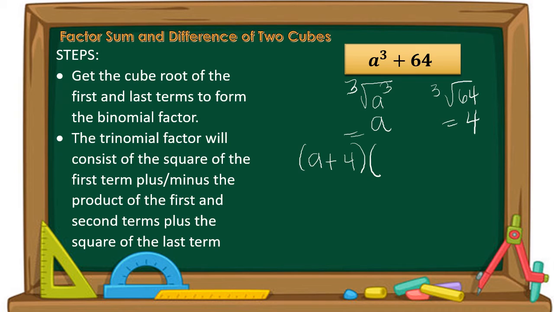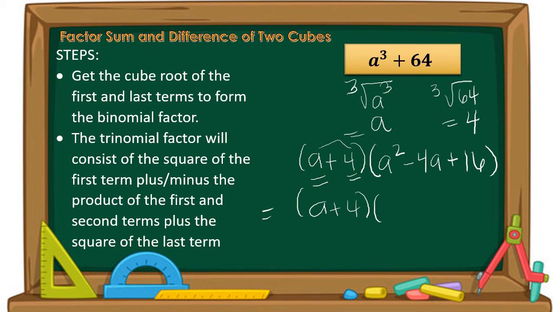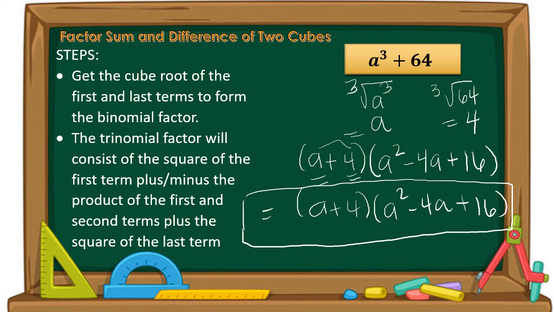So to get the first term in the trinomial, square the first term. So a times a is a squared. Multiply these two. So we have minus 4a plus square this. 4 times 4 is 60. So therefore, this will now be your factor, a plus 4 times a squared minus 4a plus 60. So that will be the answer for the third example.